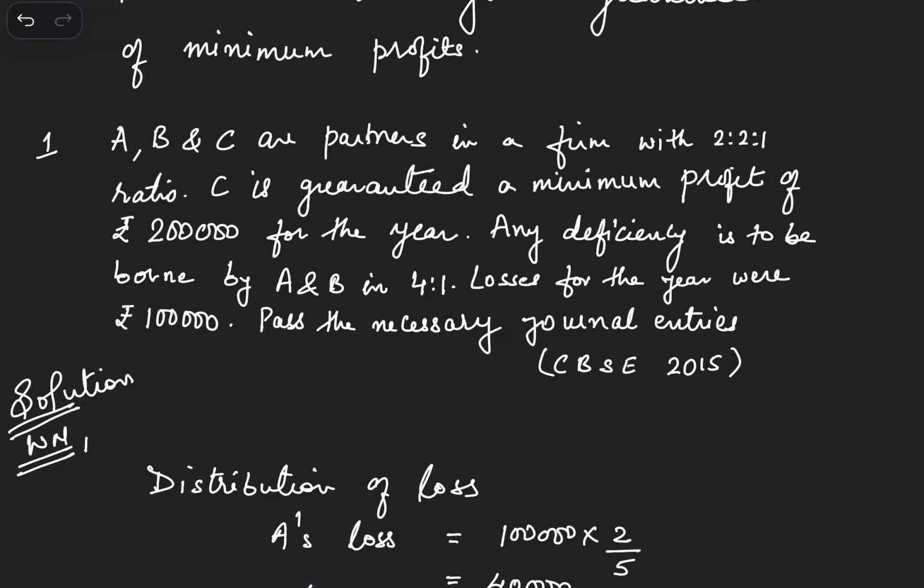So first of all, see, in this case there are losses of rupees 1 lakh, whereas C has been given a guarantee of rupees 2 lakh. So in such types of questions, first of all we'll distribute the initial loss in the profit sharing ratio of the partners.